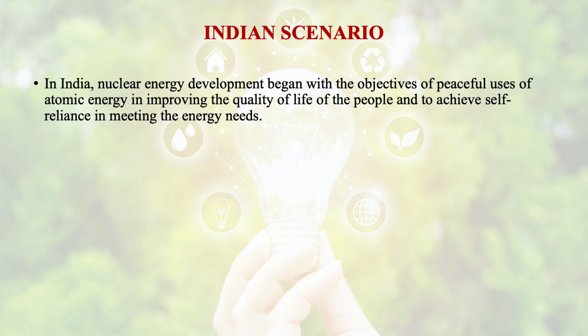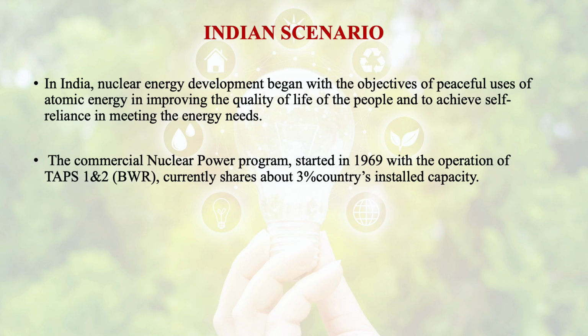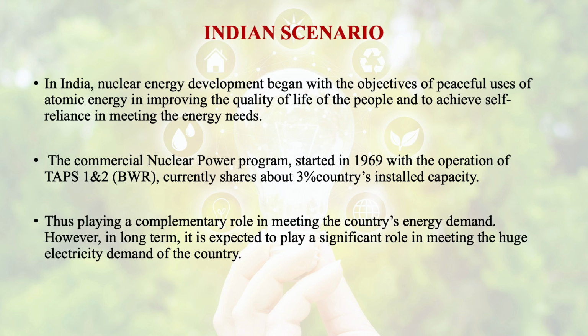Now, what is the Indian scenario of nuclear power plants? In India, nuclear energy development began with the objectives of peaceful uses of atomic energy in improving the quality of life for us and to achieve self-reliance in meeting the energy needs. The commercial nuclear power program started in 1969 with the operation of TAPS 1 and 2. A BWR type of reactor was used, and it currently shares about 3% of the country's installed capacity, thus playing a complementary role in meeting the country's energy demand.